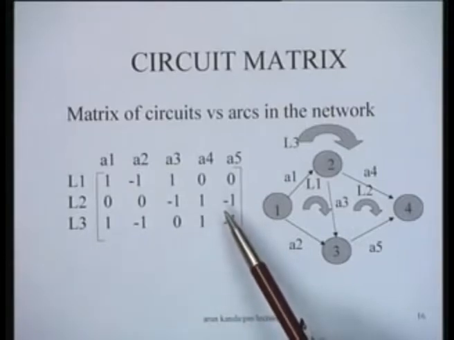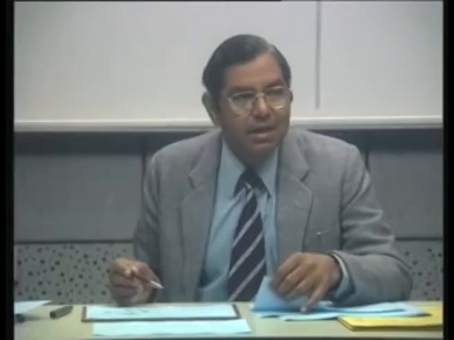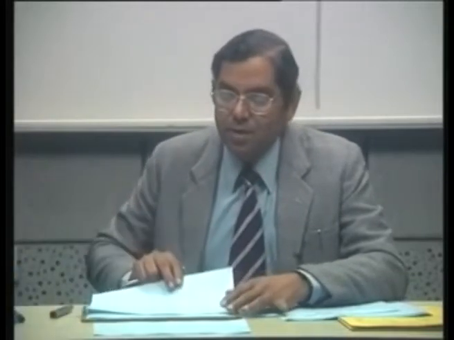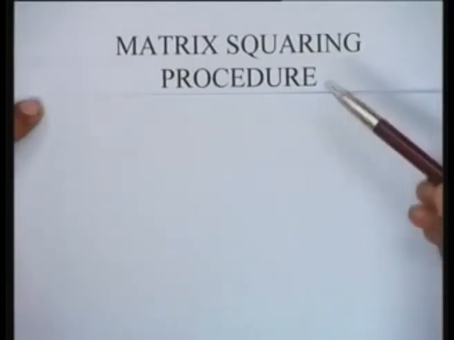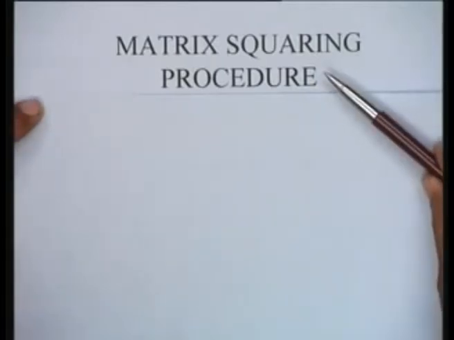However, for purposes of checking consistency, it is the adjacency matrix which is of great concern. So we will be talking about procedures for looking at the adjacency matrix in some detail. The method for checking consistency of adjacency matrices is a matrix squaring procedure.